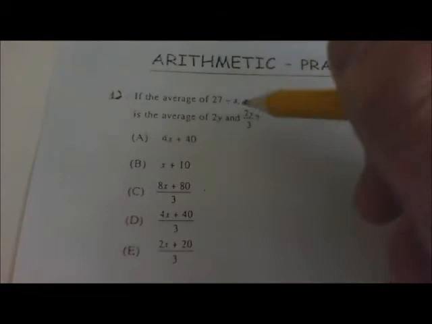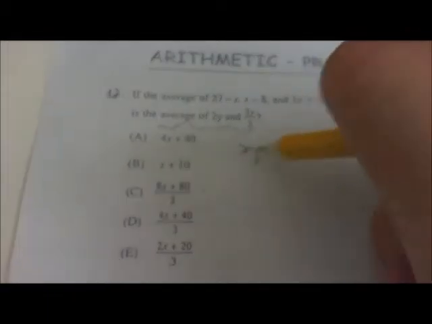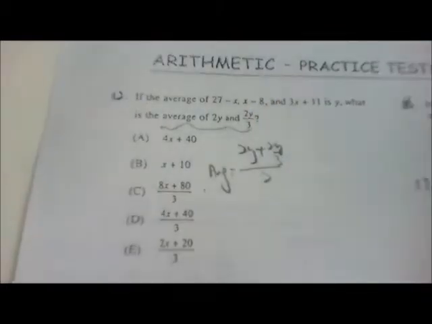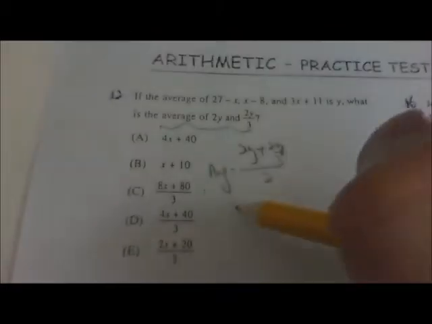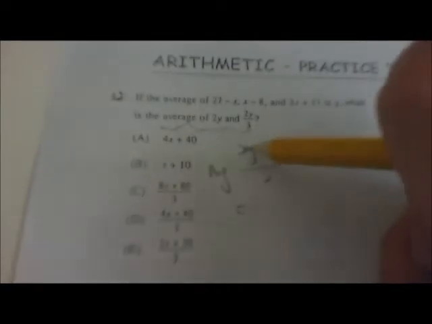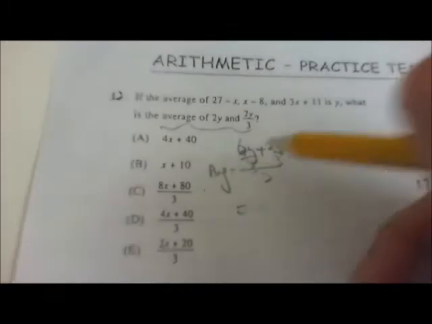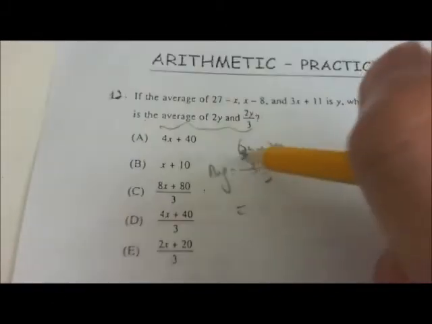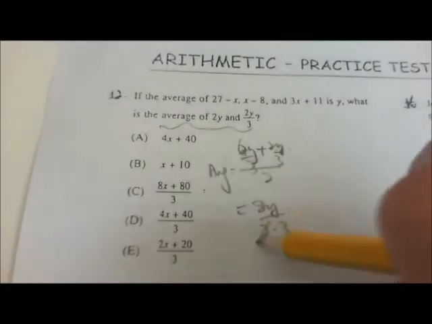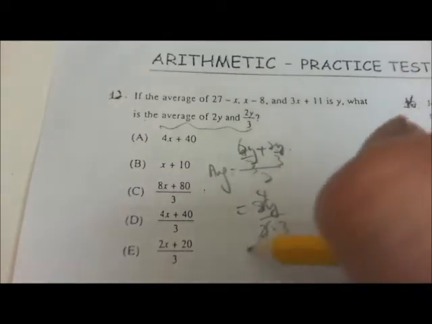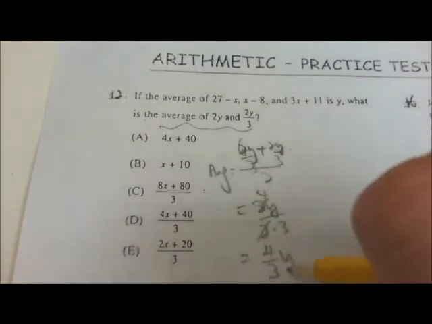So in this case, I'm not worried about looking for x first. I'm going to look for this one first. 2y plus 2y over 3 divided by 2 is the average. So in this case, I'm going to write 2y as 6y over 3. So you get 6y over 3 plus 2y over 3. 6 plus 2 is 8y over 3, times 1 over 2, cancel this, equals 4 over 3y. So technically you're looking for 4 over 3y.